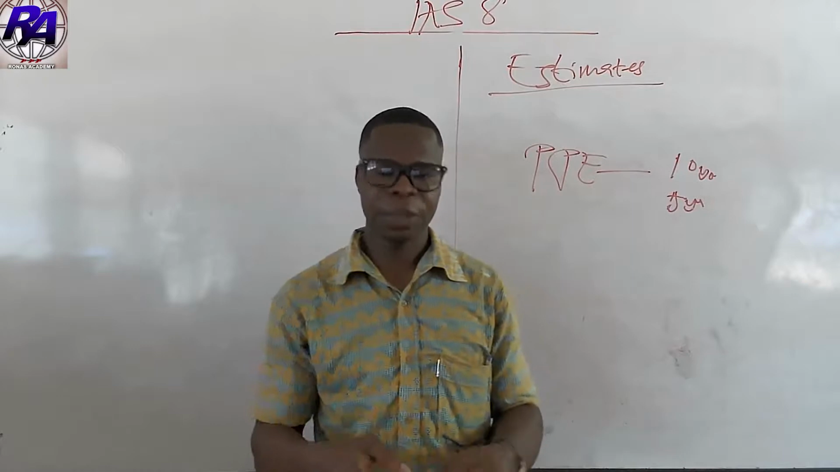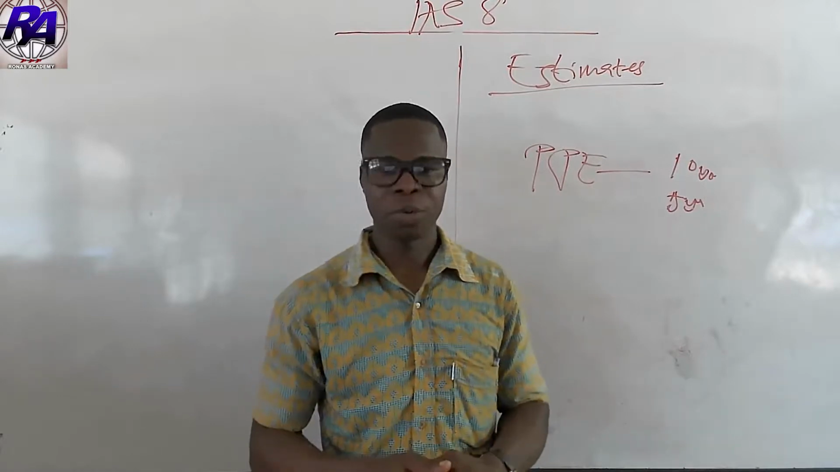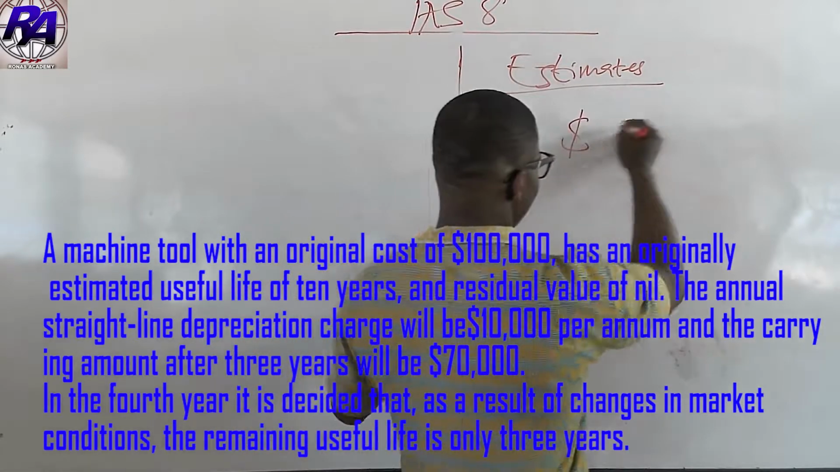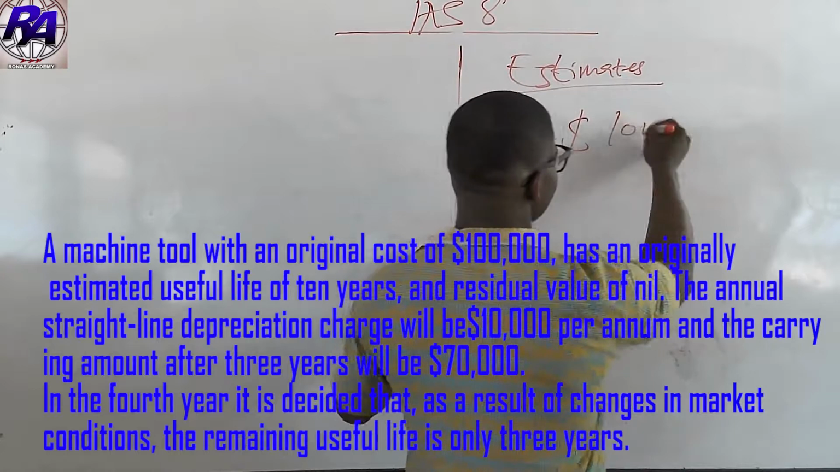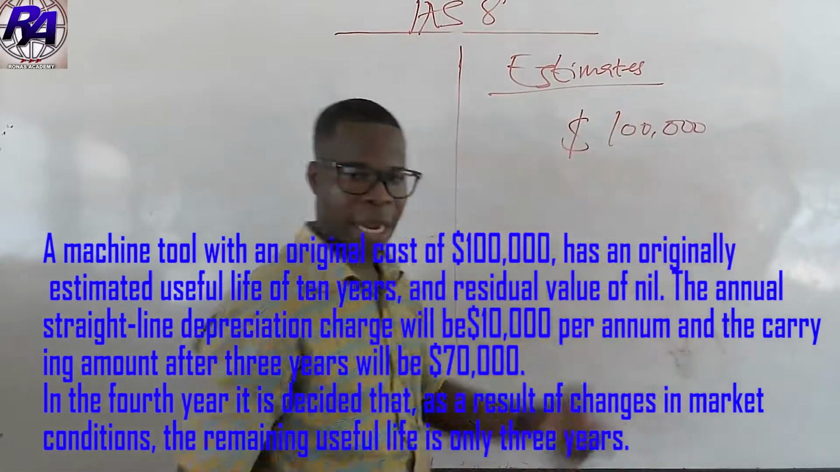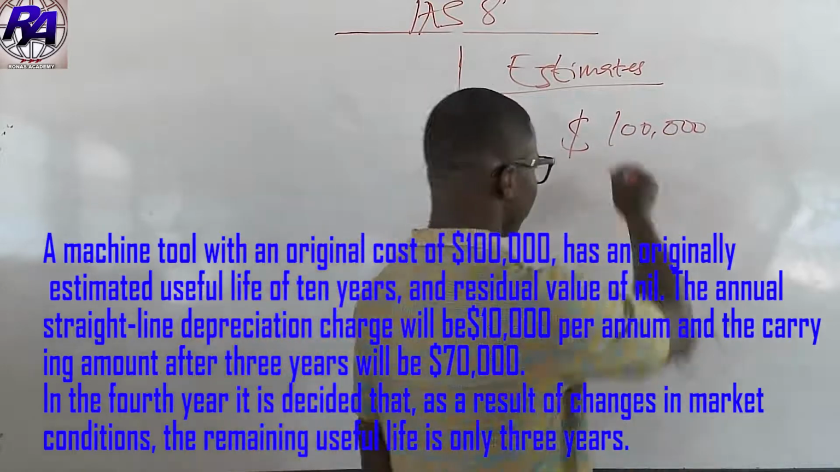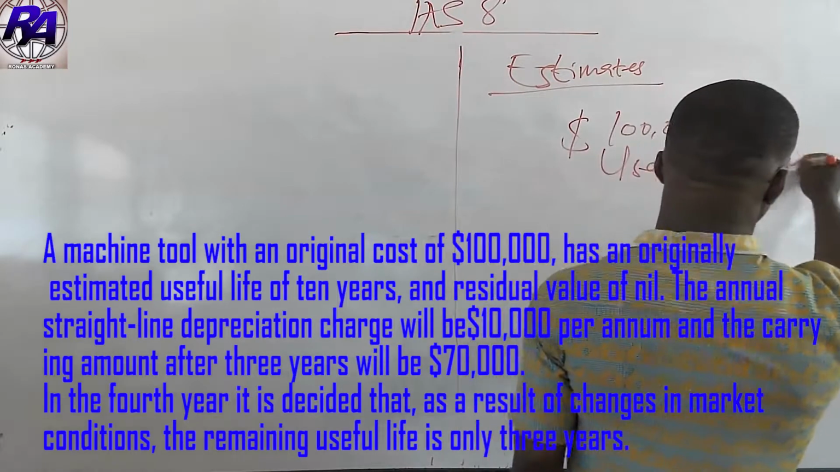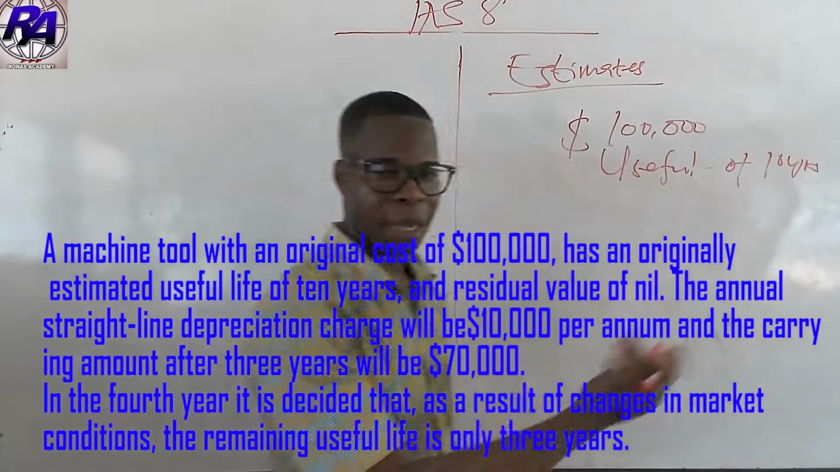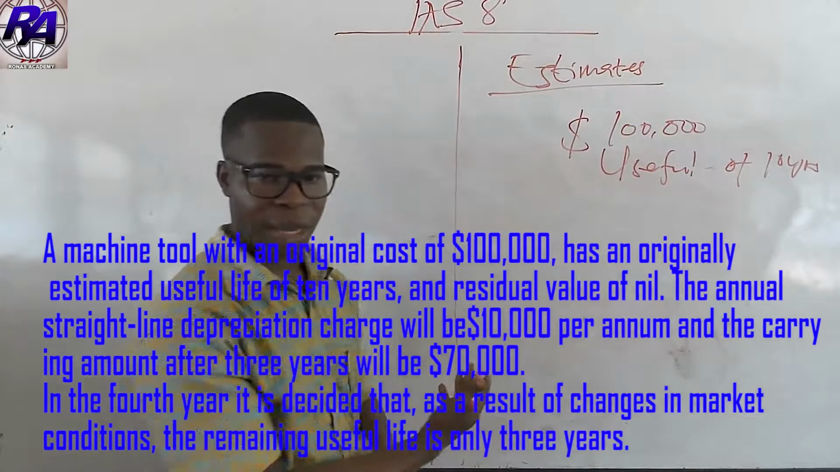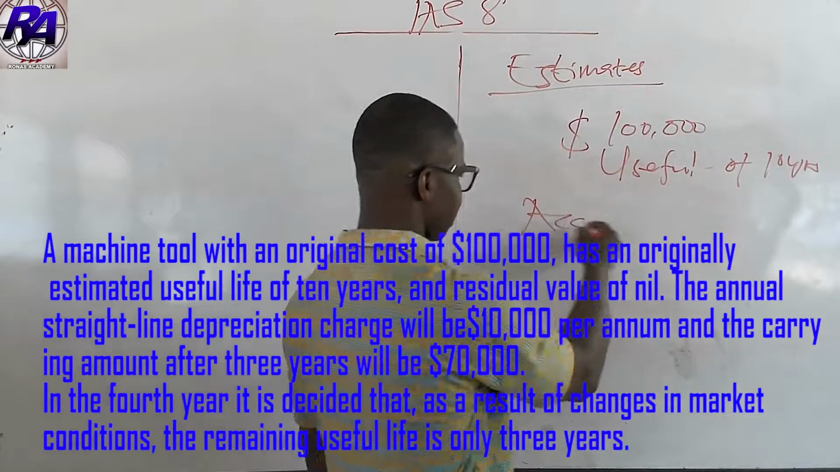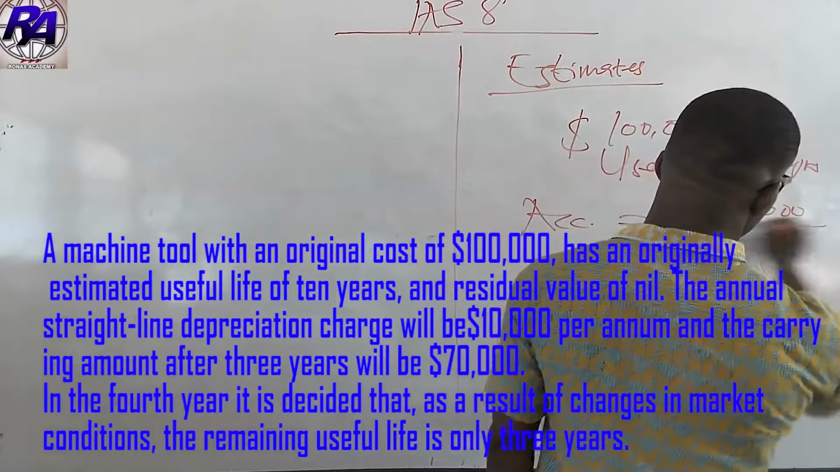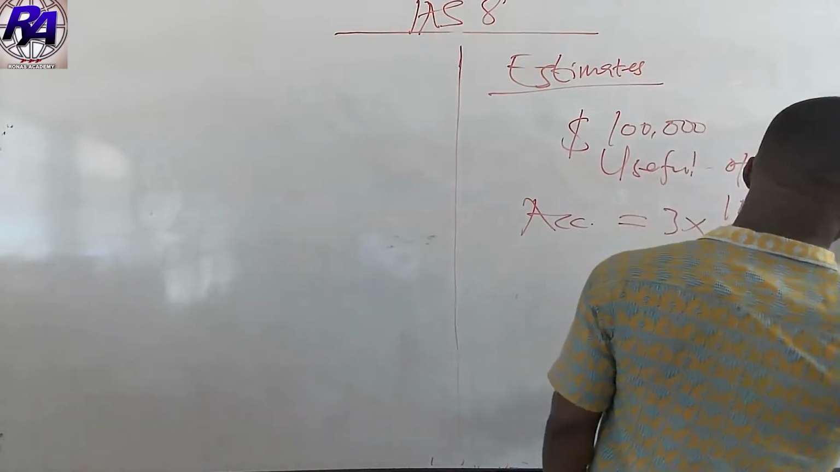Now let's pick a typical example as projected on the screen. We were told that an item costs $100,000 and has a useful life of 10 years. And then, probably after 3 years, the accumulated depreciation is going to be 3 multiplied by 100,000 divided by 10. And this is going to give us 30,000.